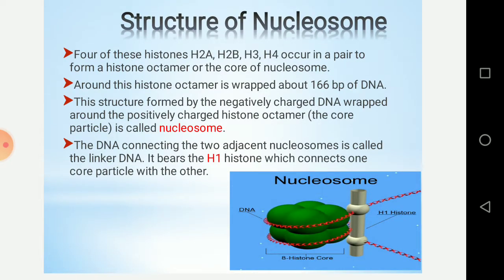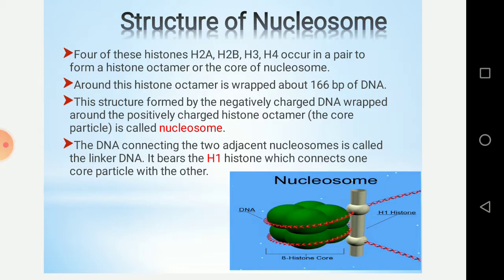Four of these histones, that is H2A, H2B, H3, H4, occur in pairs to form a histone octamer, or the core of the nucleosome. So H2A, H2B, H3 and H4 form the core of the octamer. Around this histone octamer, 166 base pairs of DNA are wrapped. This structure is formed by negatively charged DNA wrapped around the positively charged histone core particle, and this is called the nucleosome.